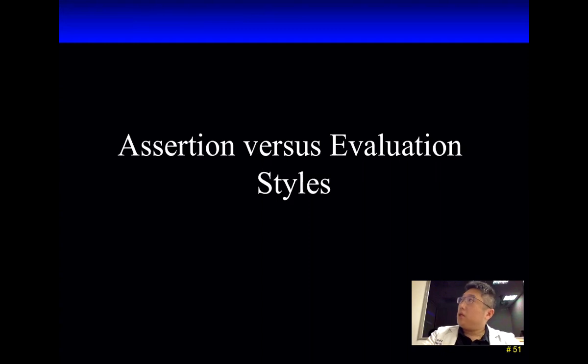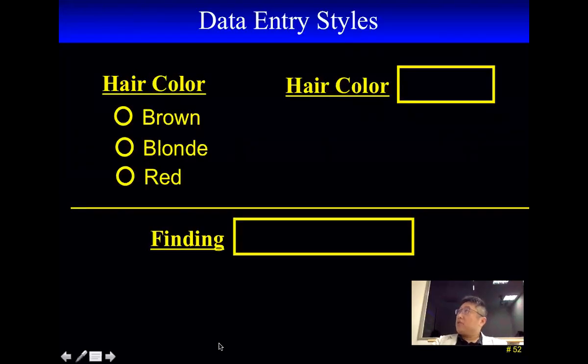Then here is the assertion and the evaluation style. This one is an important issue in our Loink. I think in your data set, you will face this problem again and again. I think previously I already gave you the example. If you want to document the hair color, actually you can do it this way. You can have multiple choice, where you just choose one, or you can also have a free hair color field.